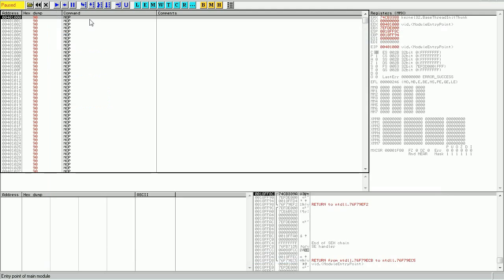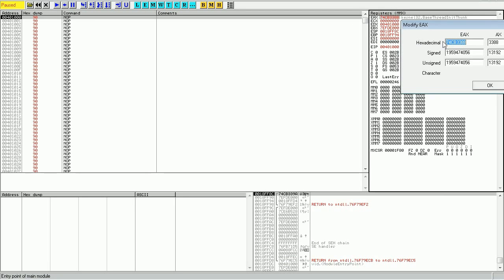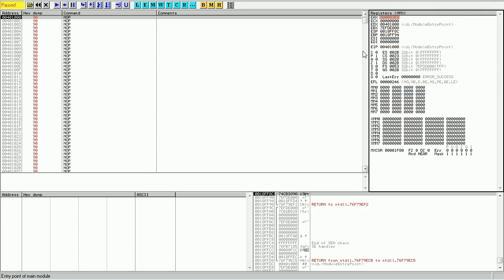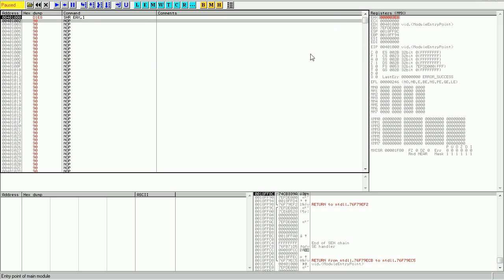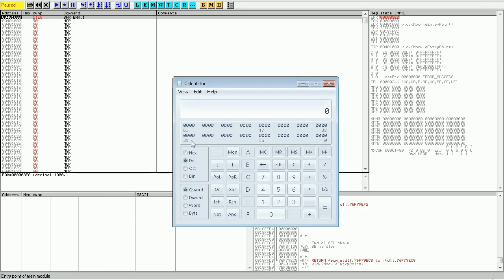Let's look in Olly. So I want to put 1,000 in here signed, which is 3E8. And I want to shift it right by 1. And we're going to see what happens to that 1,000. So we know that in binary, we have this for 1,000.